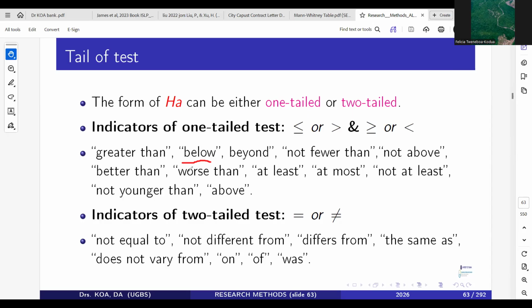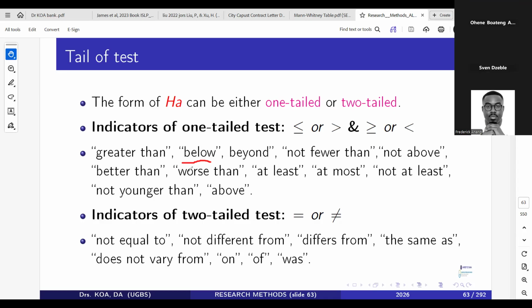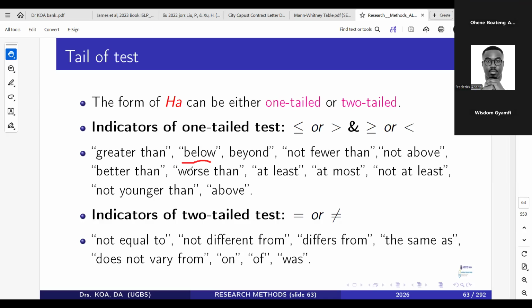When the person says better than, what symbol is better than? Be careful. Better than. What symbol is that, Felicia? Felicia. Sorry, sir. Greater than. Greater than.